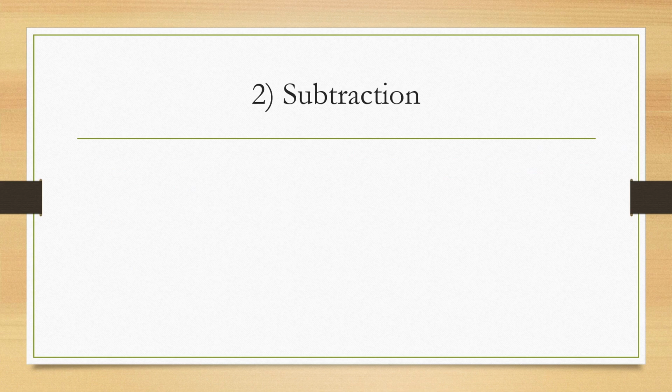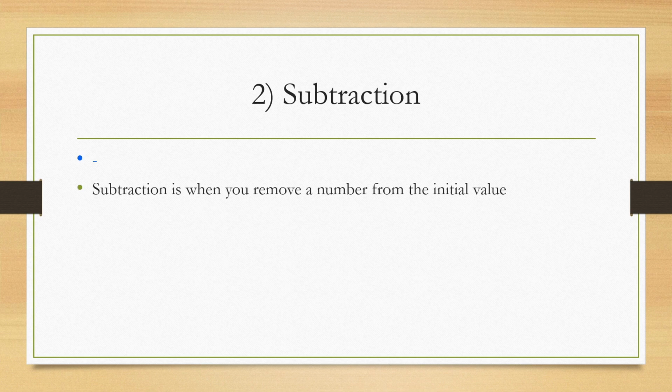Okay, now moving on to the subtraction. So what is subtraction? Well, first of all, the sign for subtraction is this little dash, or hyphen. This is the mathematical symbol for subtraction. Subtraction is when you remove a number from its initial value.